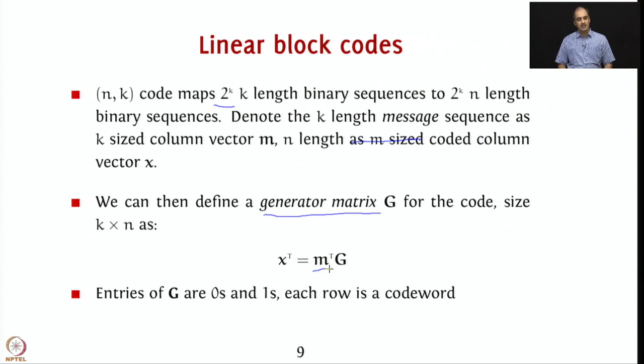So if you carefully construct G, you will get x. For every m, you will get an x. And this x has enough redundancy so that even when there are errors, you may be able to reconstruct them, or you may be able to detect some errors. That is the key. But let us understand this a little more practically. Before going into the actual mechanics of how you can use this generator matrix, let us look at some examples that you have seen already.